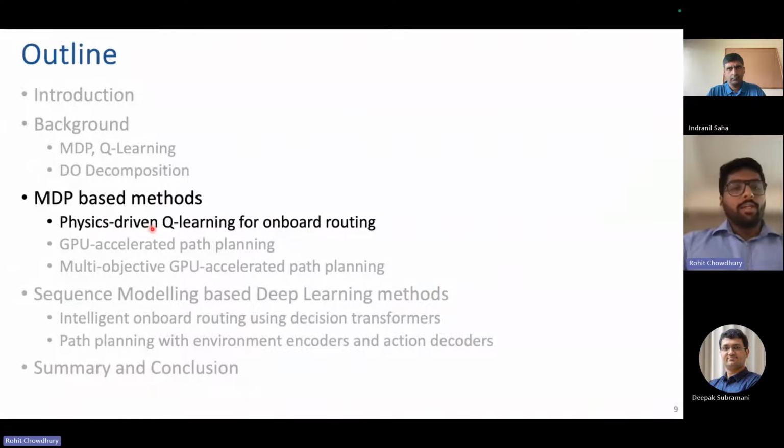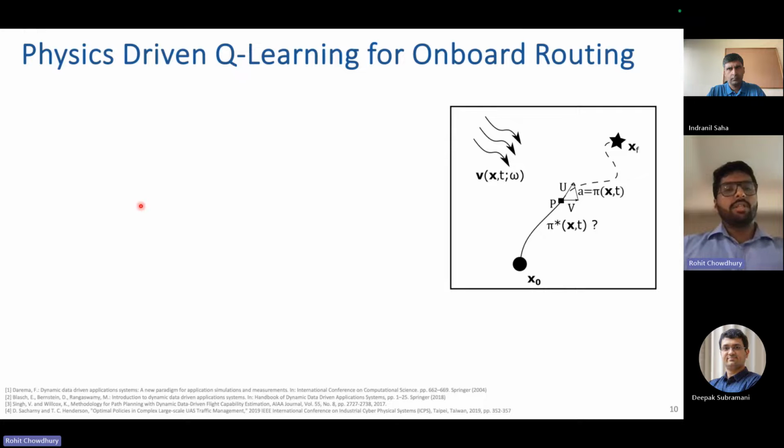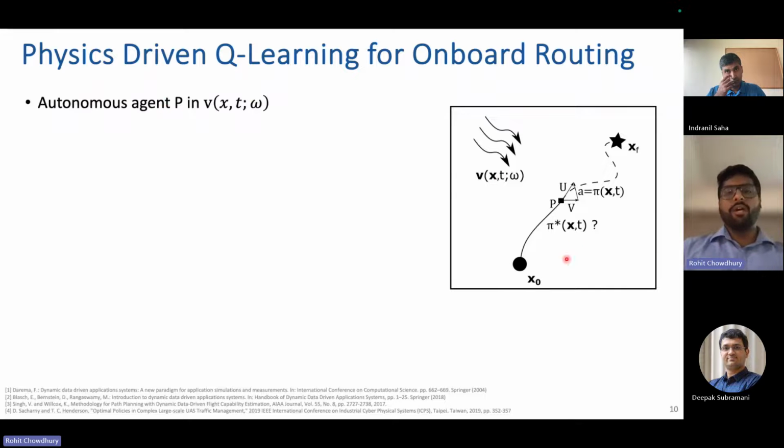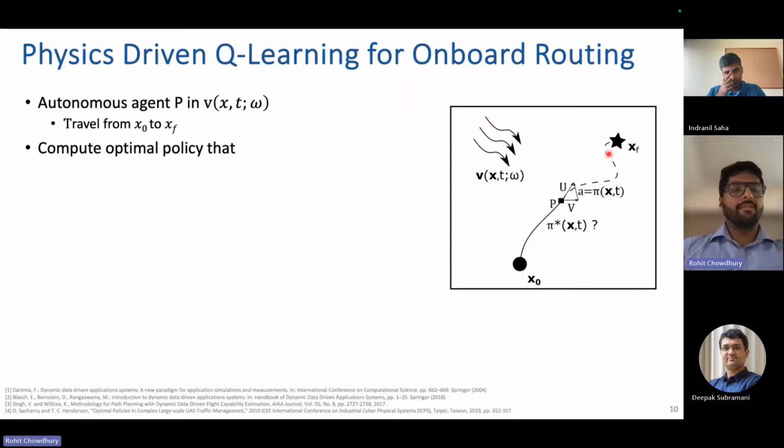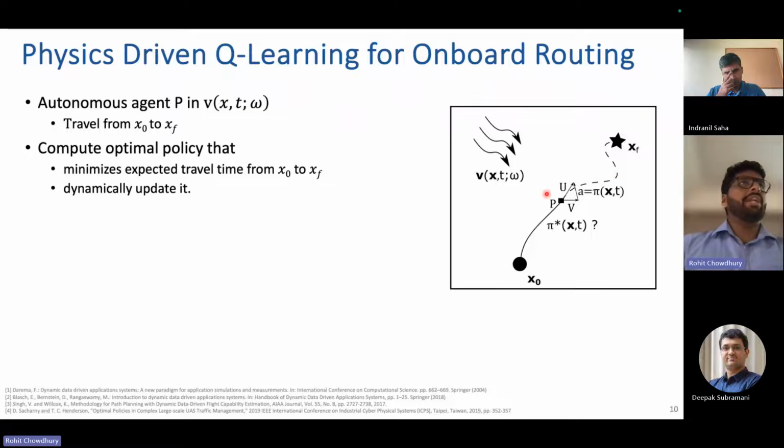on to the work. So first, I'd like to start off with MDP-based methods, right? Among the MDP-based methods that we proposed, the first work that I want to talk about is the physics-driven Q-learning for onboard routing. So here the specific problem statement is as follows. You have the autonomous agent P in this environment that has to go from X0 to XF. And we want to compute an optimal policy that minimizes the travel time to go from X0 to XF. And we want to dynamically update it as well.